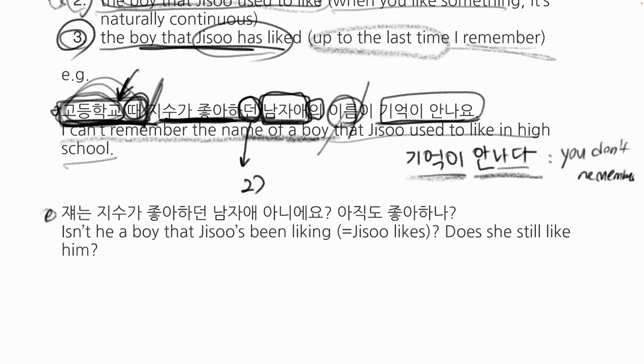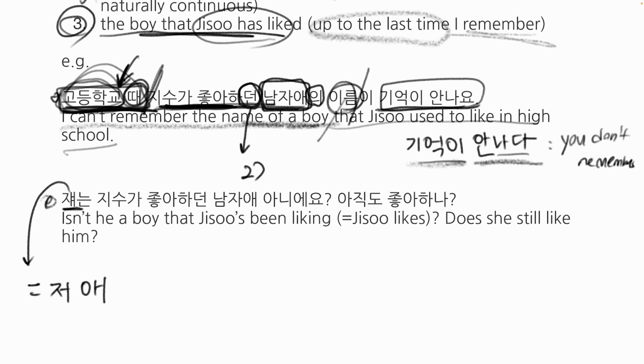And the second one, 쟤는. So 쟤 is an abbreviation of 저애, which means that person, and it's a common pronoun in 반말. So 쟤 could mean either he or she.